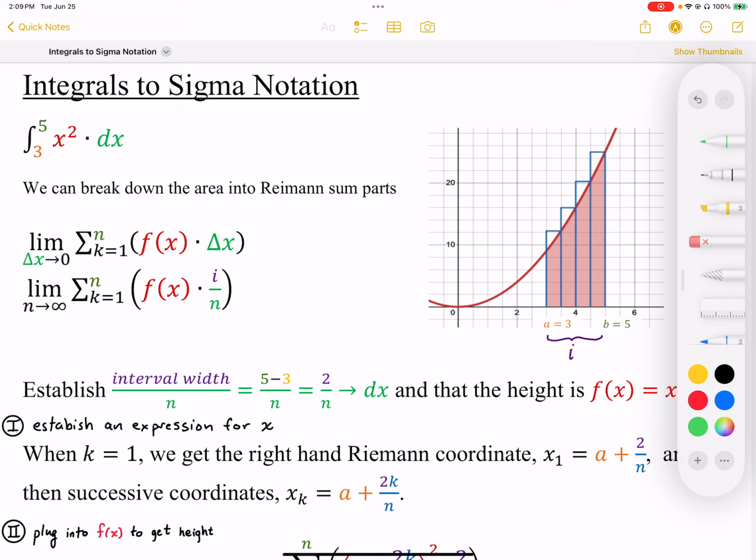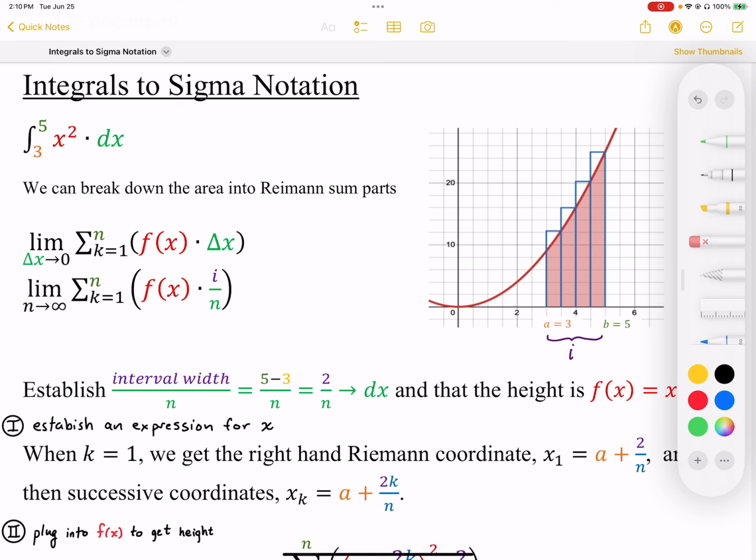Now, I can go from the integral further to the Riemann sum expression, and I can apply the limit as n goes to infinity to go back to the integral expression as well. So I can go either way. And in this case, we're going to start with the integral expression and come up with the Riemann sum expression for this.